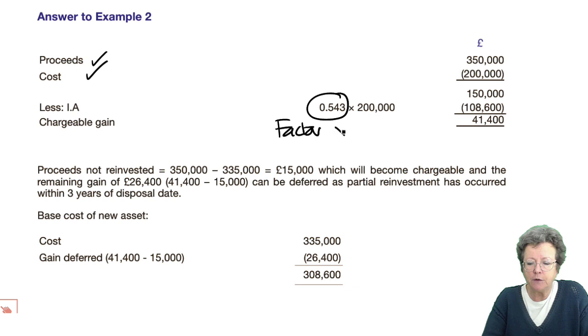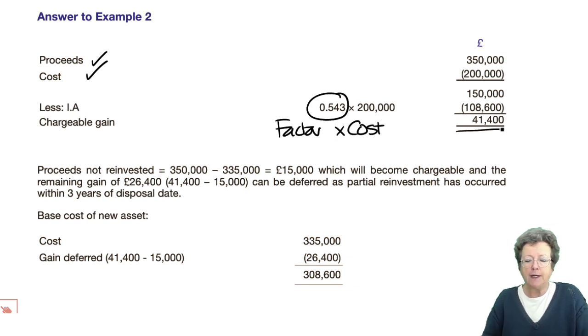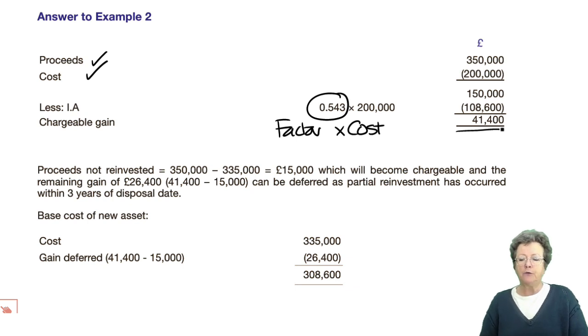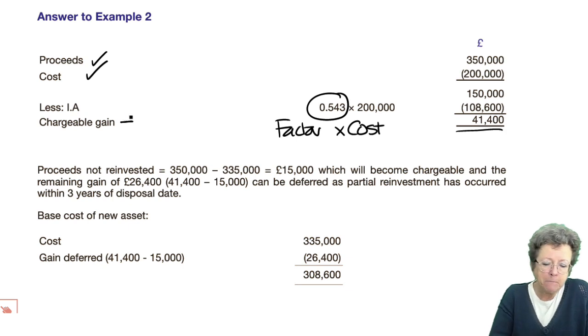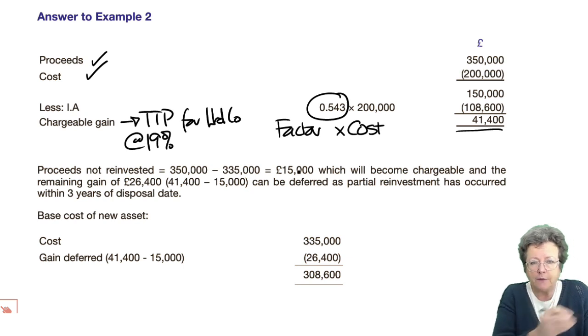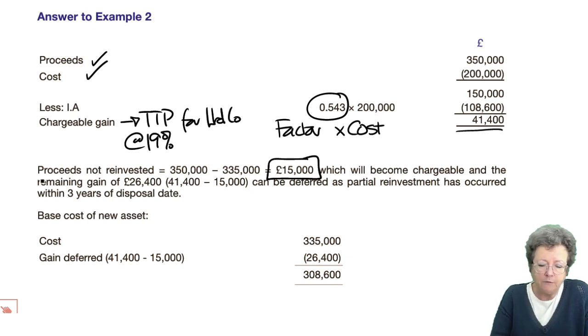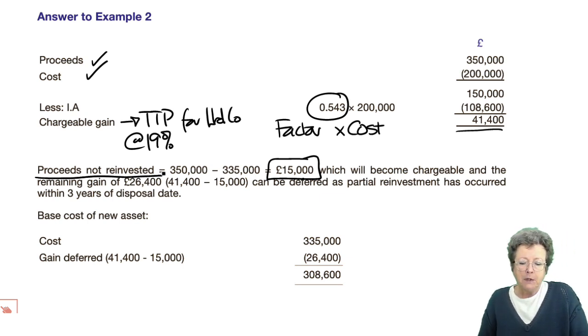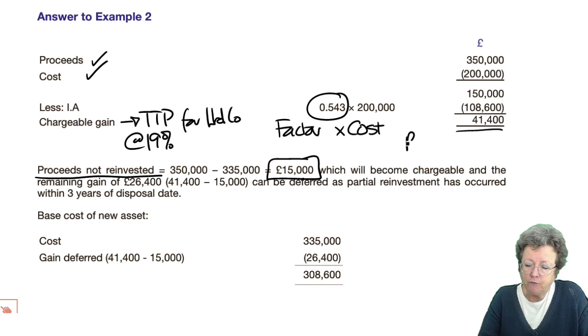from the question times the cost gives us indexation, gives us a gain of 41,400. That's a chargeable gain, which will go in the TTP for the limited company, and they will pay tax at 19% on that. But as we looked at the question, they did not reinvest all the proceeds. That then becomes chargeable. So rollover.